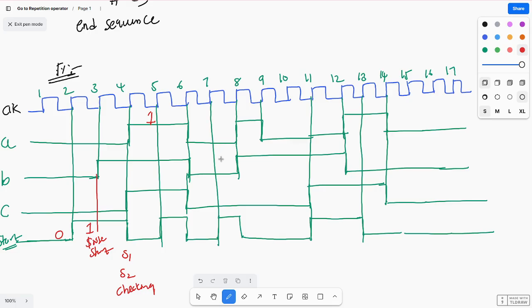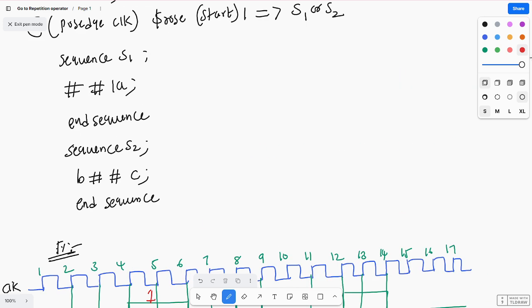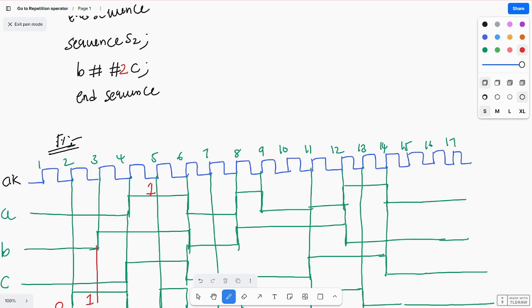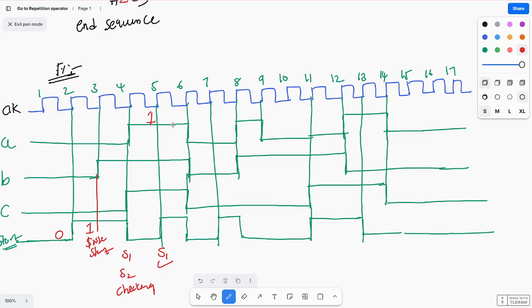So A is 1, which means S1 is pass. Okay, S1 is pass. Next, S2 will check after two cycles. Here this is after two cycles. S2 will check that is B. It will check after two cycles.